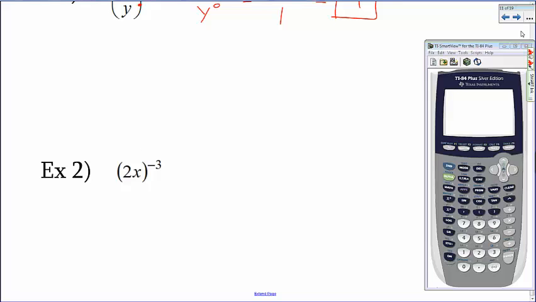In example 2, we have what seems to be a power rule situation. And if we were to use it properly, you would be able to come out to the same result. However, we're going to take a little bit of a shortcut here. We can rewrite this with no negative exponents first by assuming what is inside the parentheses to be our base. In other words, 2x is going to be our base, and that is raised to the negative 3.